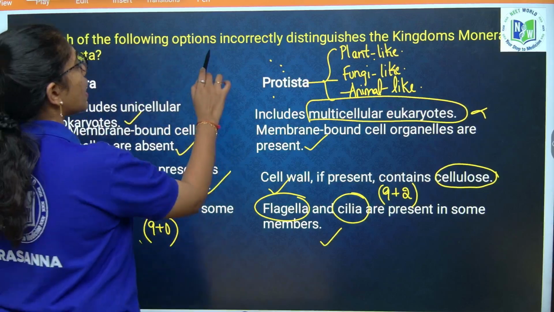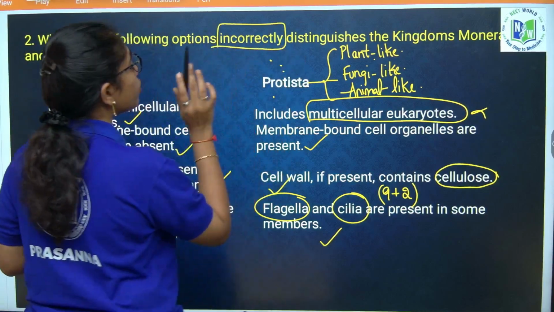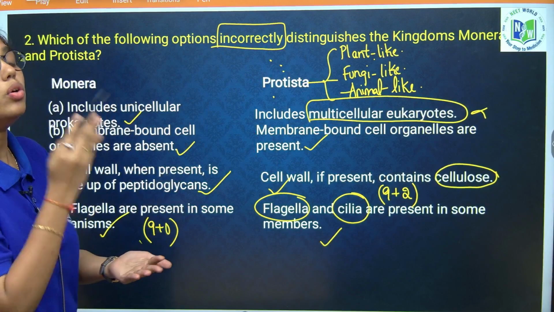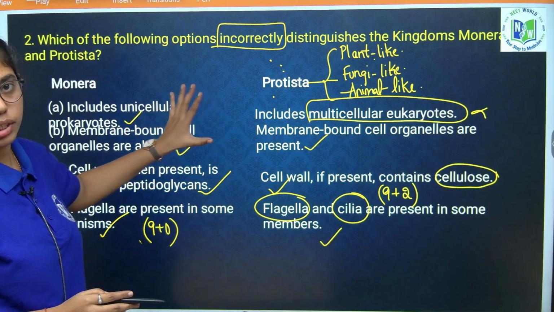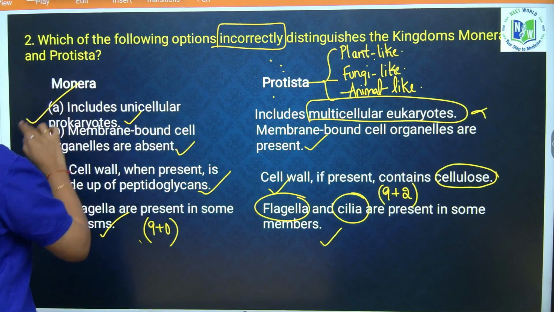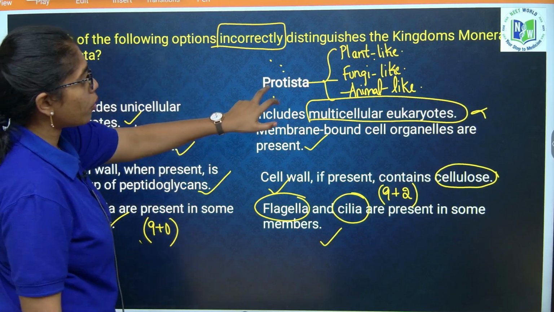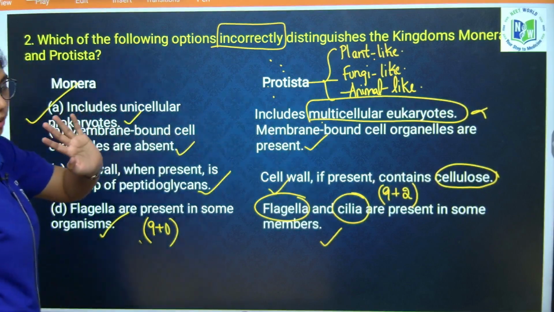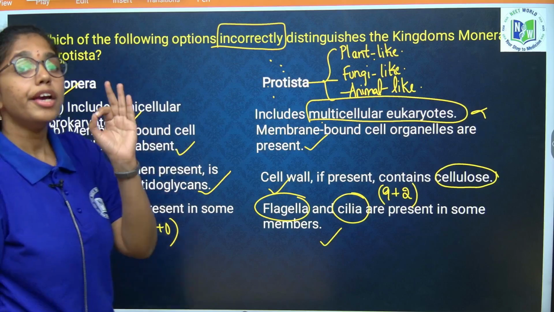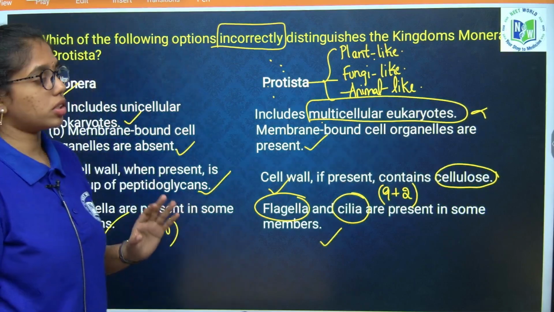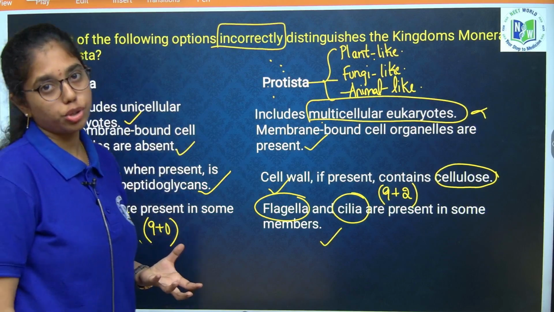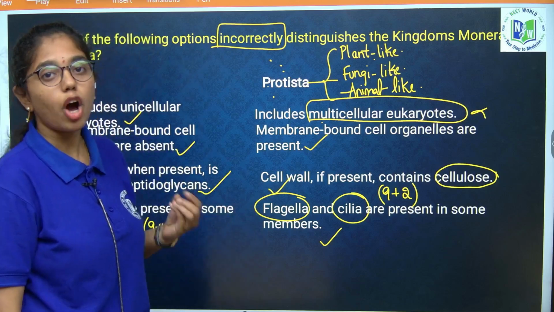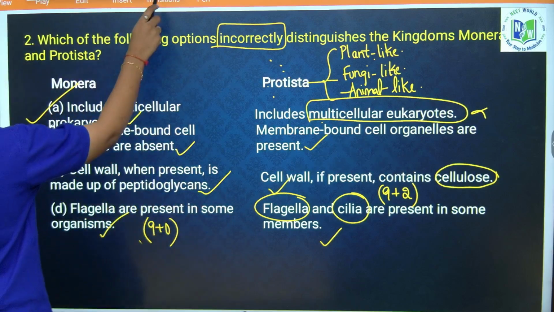What is the incorrect statement? Always look into the question whether he is asking for the correct statement or the incorrect statement, then only go for choosing the option. So here our answer will be A, because Protista does not include multicellular eukaryotes, they include only unicellular eukaryotes, which means the nucleus should be membrane bound and they should possess membrane bound cell organelles. Clear, beta? Next question.